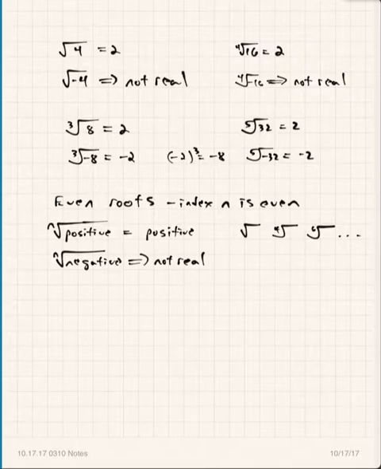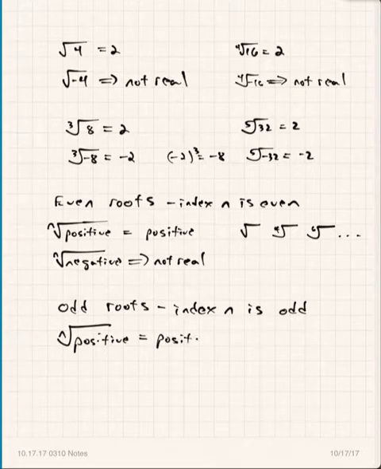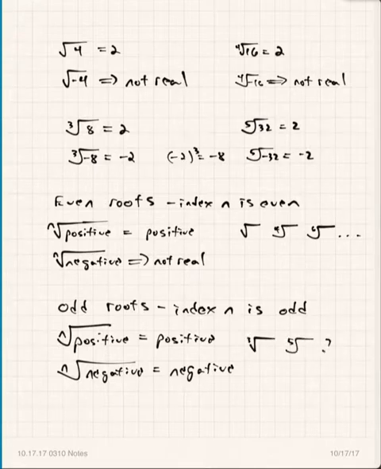Right? Odd roots, right? So now the index n is odd. And what do we have? That the nth root of a positive number will be positive, and the nth root of a negative number will be a negative real number. Will be negative. It'll be a real number, right? And so this category are the odd roots. So this is the cube roots, 5th roots, 7th roots, things like that.